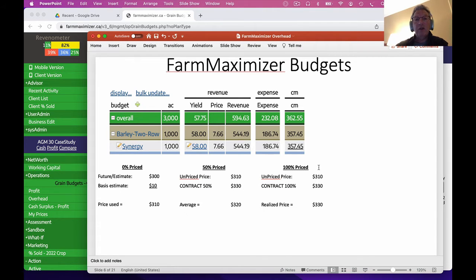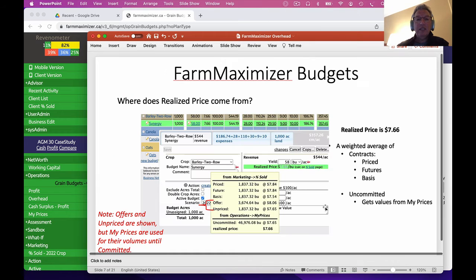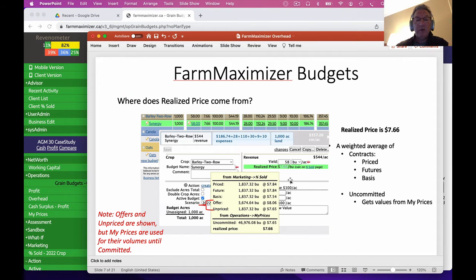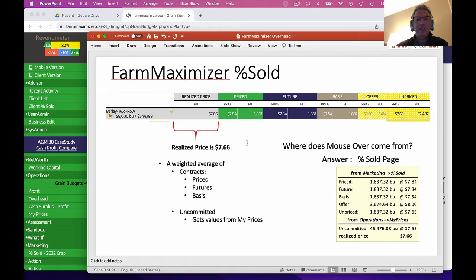We're going to use a blend of both and come up with an average of $320. Once our harvest is completely priced, then we would ignore the unpriced price and simply have a realized price of what the weighted price is of all the contracts. Looking up the net realized price is easy to do on the grain budgets page by mousing over the realized price. In the mouse over, you're going to see a summary of what is on the percent sold page. The percent sold page gives us the realized price.